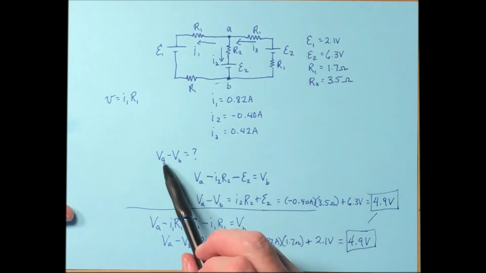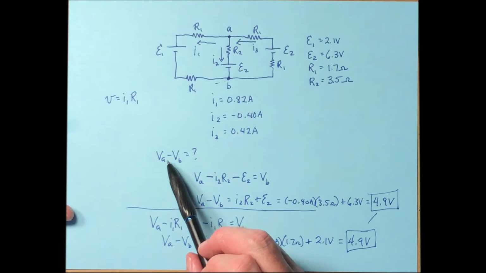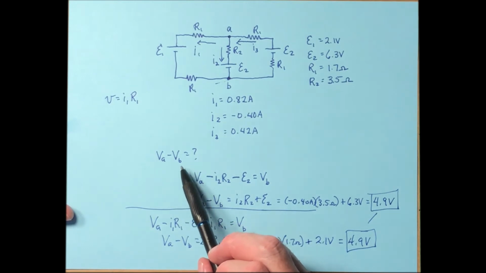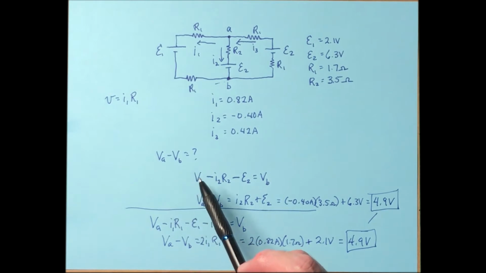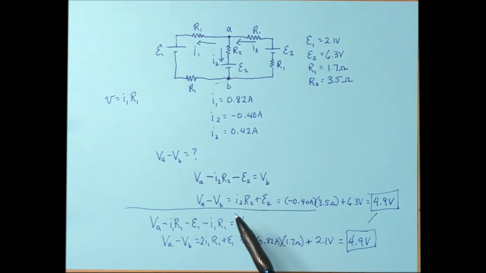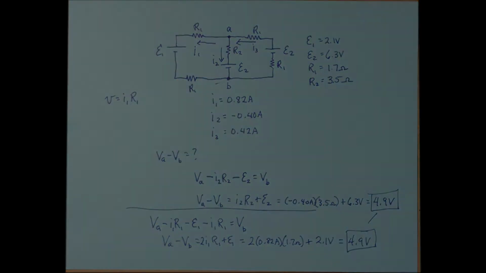Then you can solve for whether you want VA minus VB. We could have equally written VB minus VA, and they would have been exactly the same, except one of them would have been negative. Okay, so you can see how that works there. You can find the potential between any 2 points using that technique.